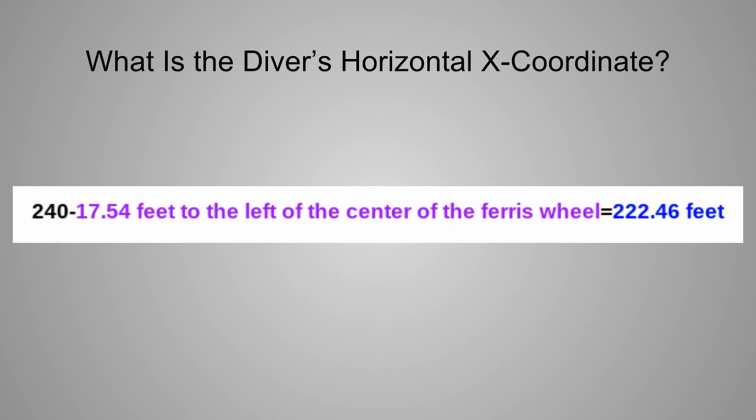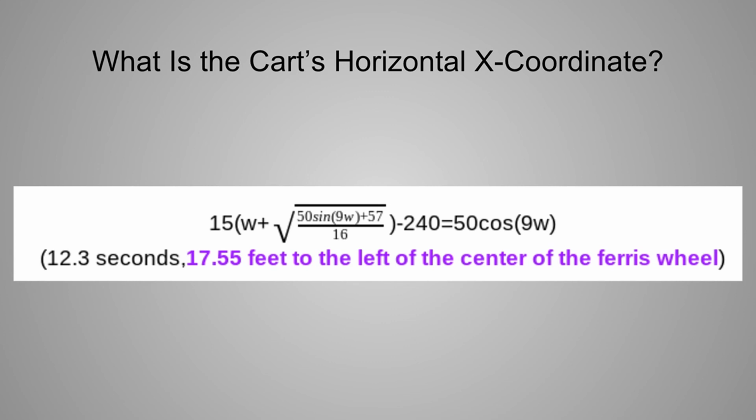The answer is 222.46 feet because the diver will be falling 17.54 feet to the left of the center, meaning we must subtract 17.54 from 240, since that is the length from the center to the starting point of the cart. The final location of the cart is at 17.55 feet to the left of the center of the Ferris wheel.